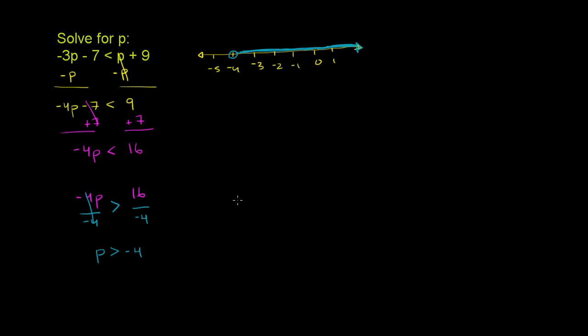And let's just try some values out to feel good that this is really the solution set. So first, let's try out when p is equal to negative 3. This should work. The way I've drawn it, this is in our solution set. P equals negative 3 is greater than negative 4. So let's try that out. We have negative 3 times negative 3. This first negative 3 is this one. And then we're saying p is negative 3. Minus 7 should be less than, instead of a p, we're going to put a negative 3, should be less than negative 3 plus 9. Negative 3 times negative 3 is 9. Minus 7 should be less than negative 3 plus 9 is 6. 9 minus 7 is 2. 2 should be less than 6, of which, of course, it is.